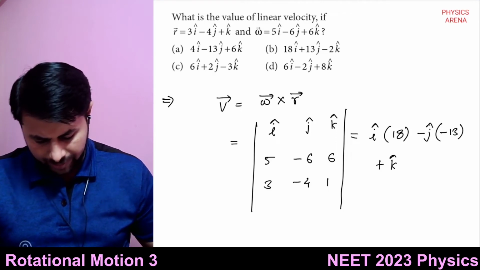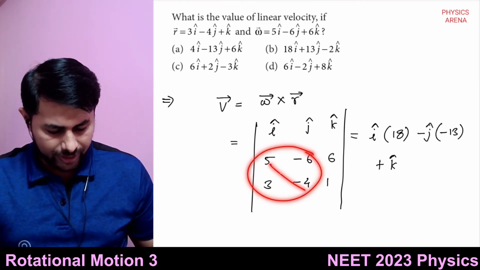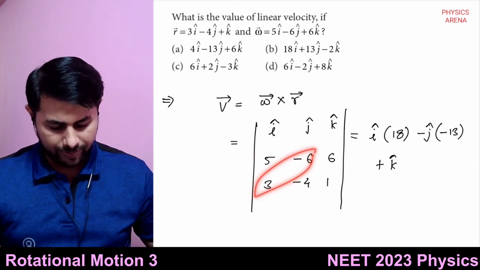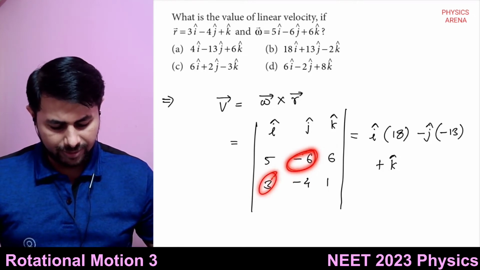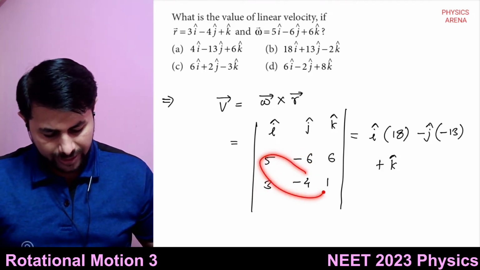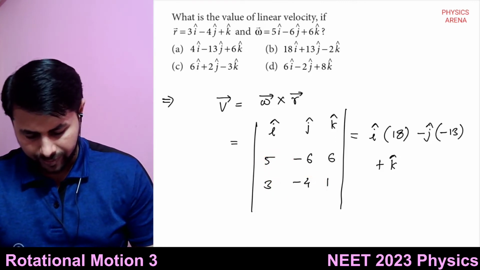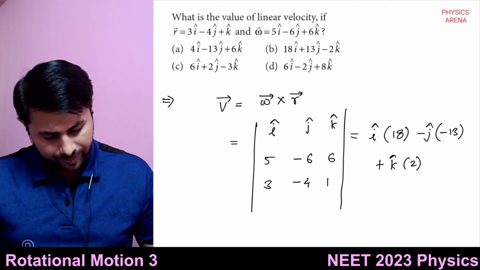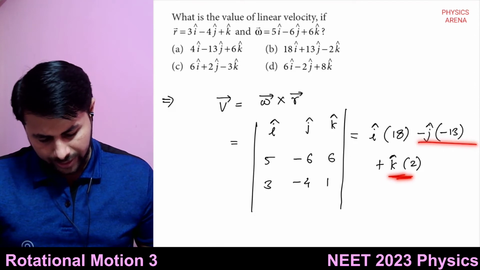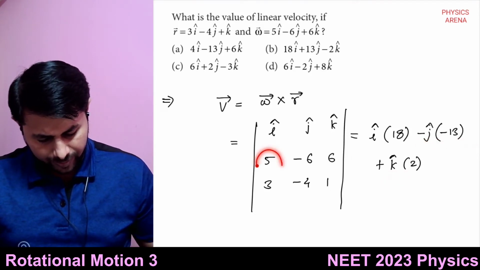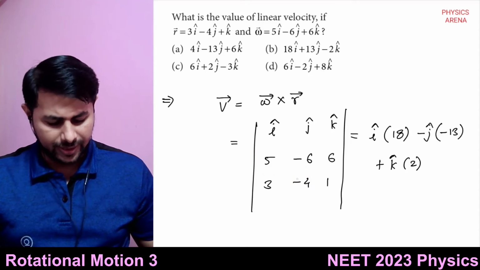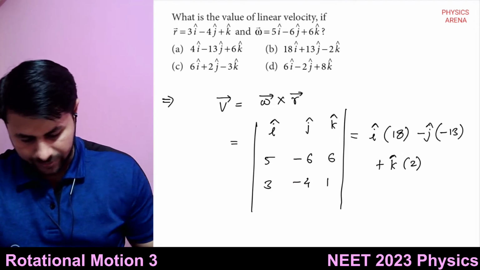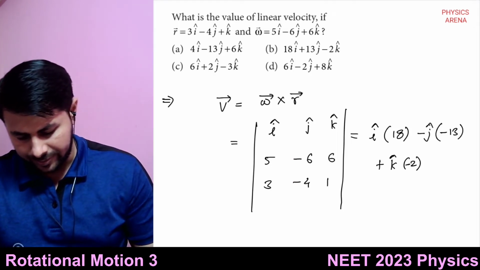Plus k cap multiplied by this product. So 5 times minus 4 is minus 20, minus, and now this will become plus because we have minus 6. So minus 6 times 3, 18, right? So minus 20 plus 18, how much? 2. Okay, so multiplied by k cap. So which is the answer? 18 i cap plus 13 j cap plus 2 k cap. It is plus, no? No, it's minus, right? This is 5 times minus 4, minus 20, okay, plus 18 is minus 2. So option B is the answer.